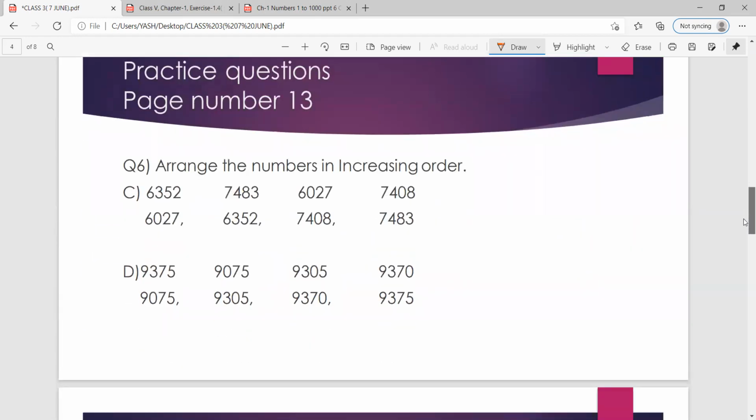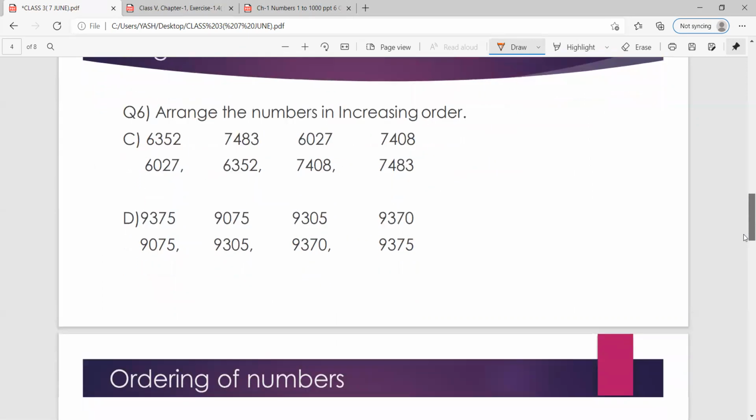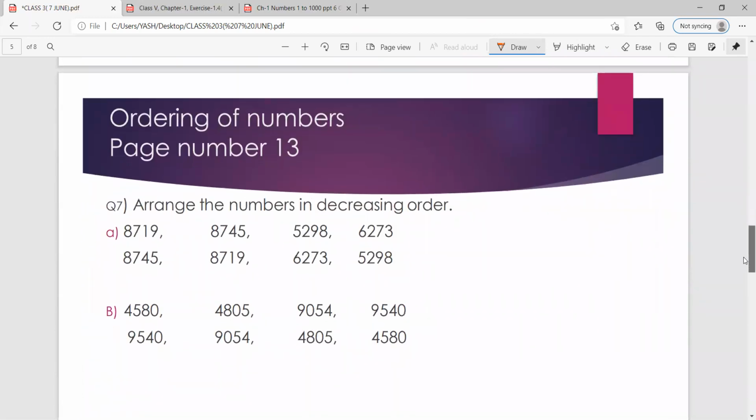Now here we have two more questions related to increasing order only in question 6. So you have to do these two questions in practice. If you stuck somewhere, let me know. I'll explain it again. Now let's talk about what is decreasing order.